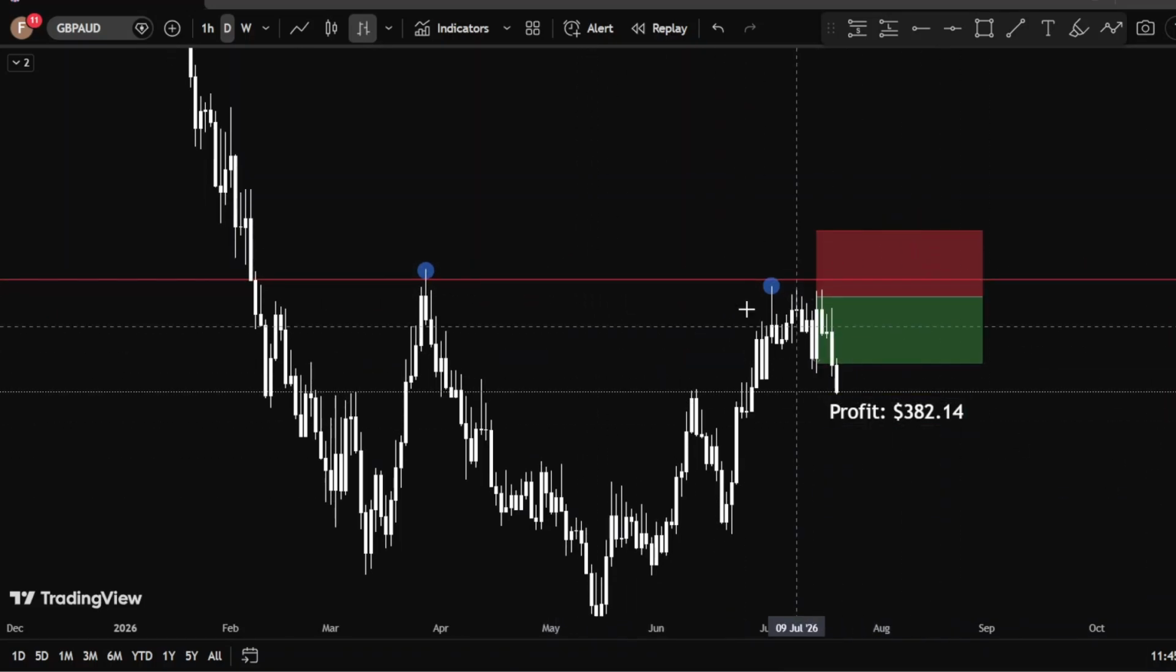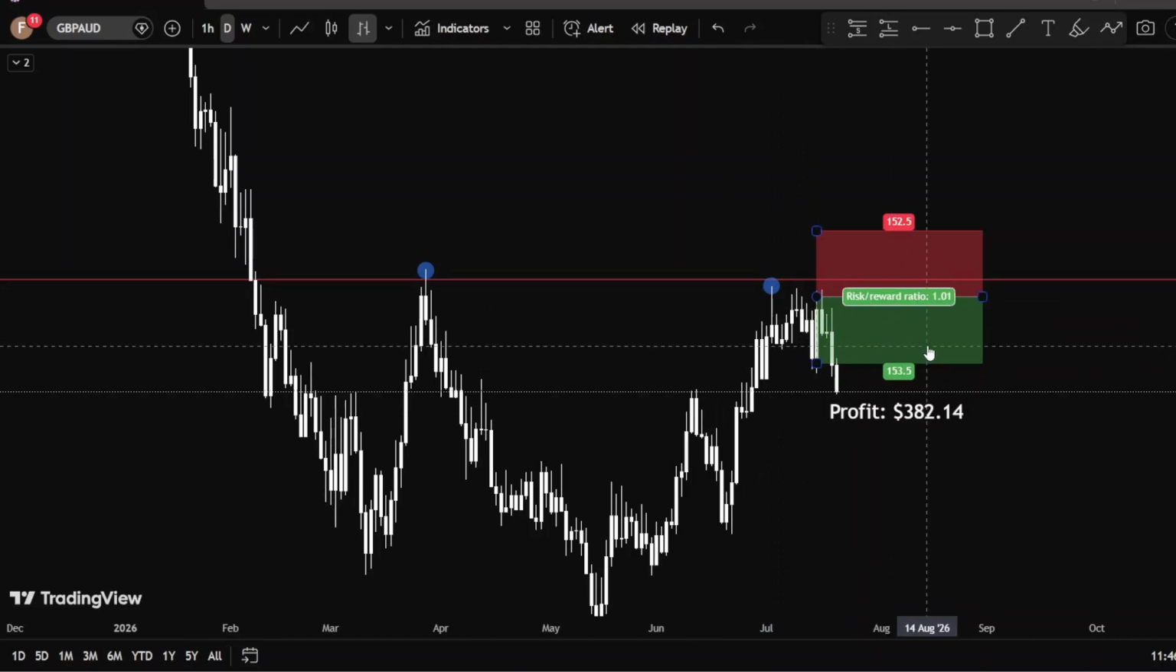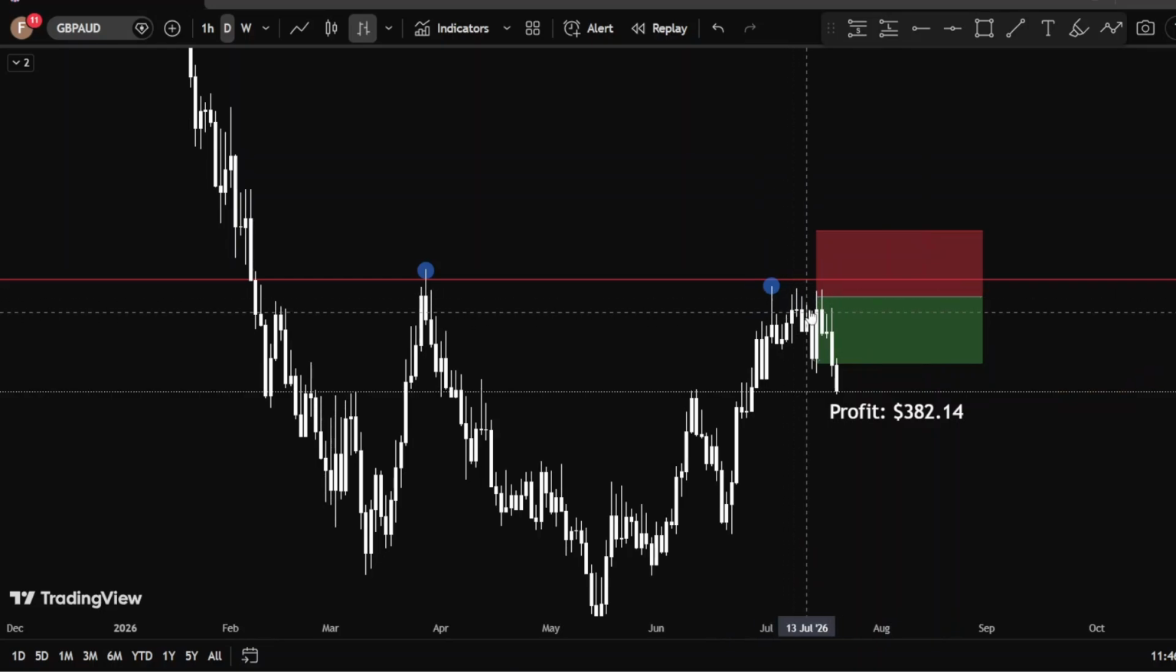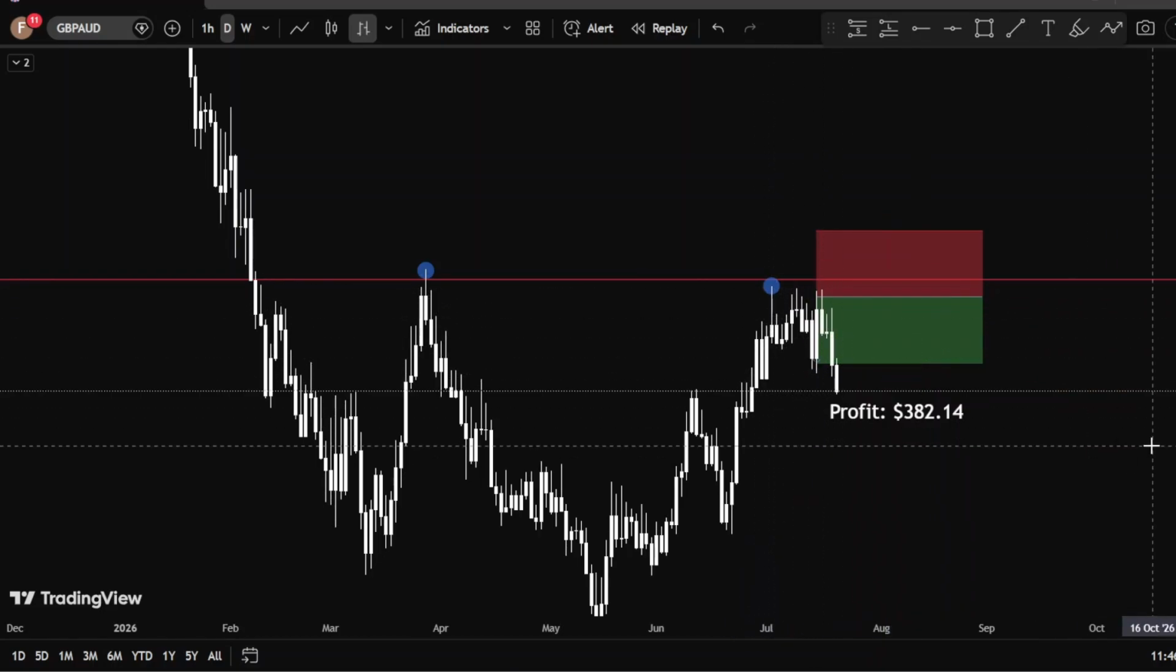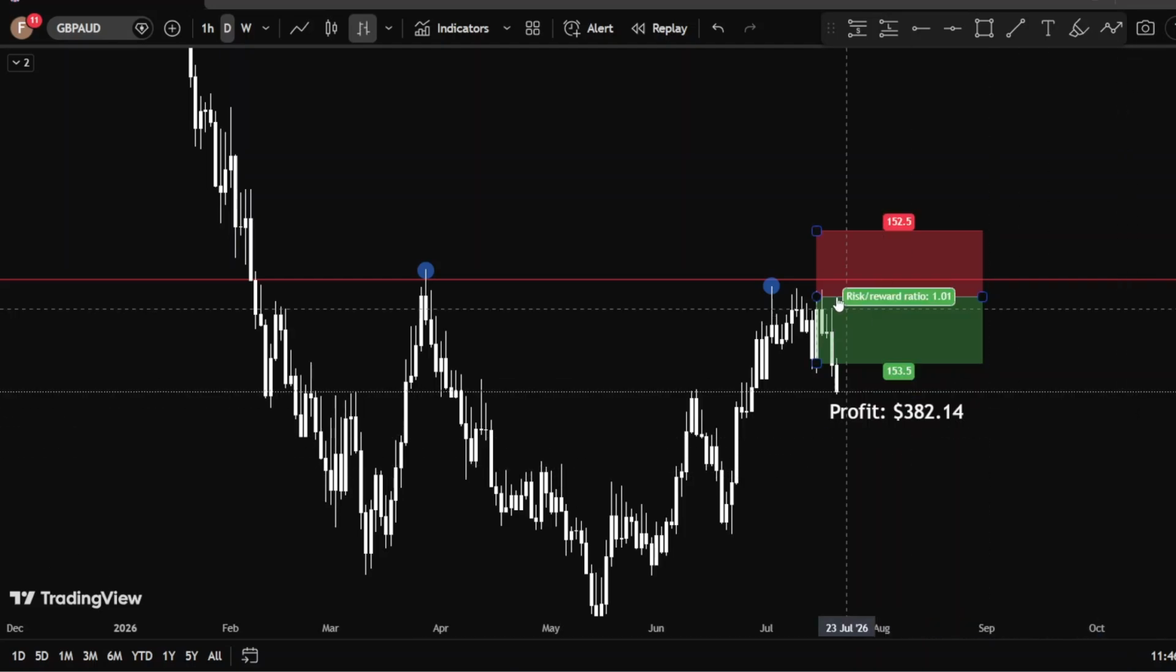I was waiting for price to actually come into the line, but it didn't. It was kind of starting to stall here, starting to bounce again. And that's why I entered here. I think it was last week on Wednesday. I entered a one-to-one trade.